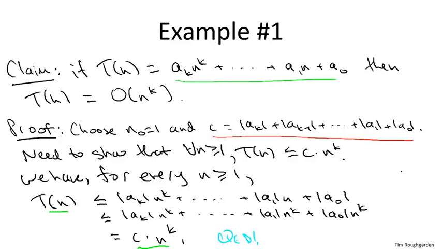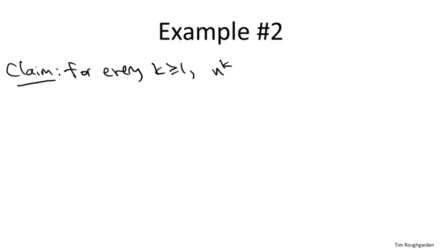If you look at the optional video on further examples of asymptotic notation, you'll see some examples where we derive the constants via this reverse engineering method. But now let's turn to a second example, or really I should say a non-example. What we're going to prove now is that something is not big O of something else. So I claim that for every k at least one, n^k is not big O of n^(k-1).